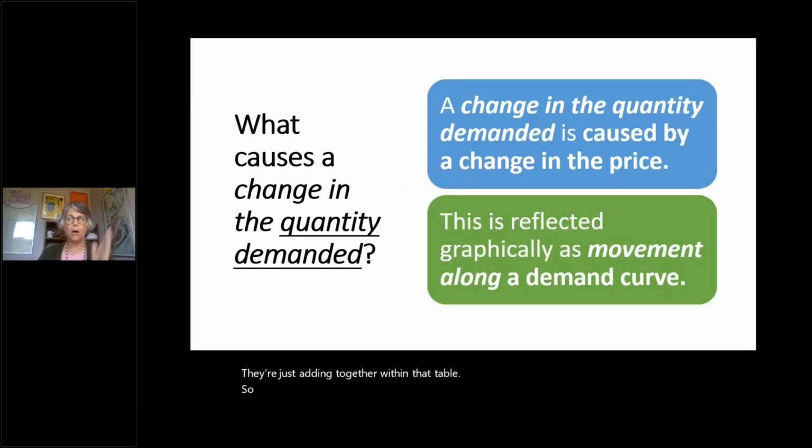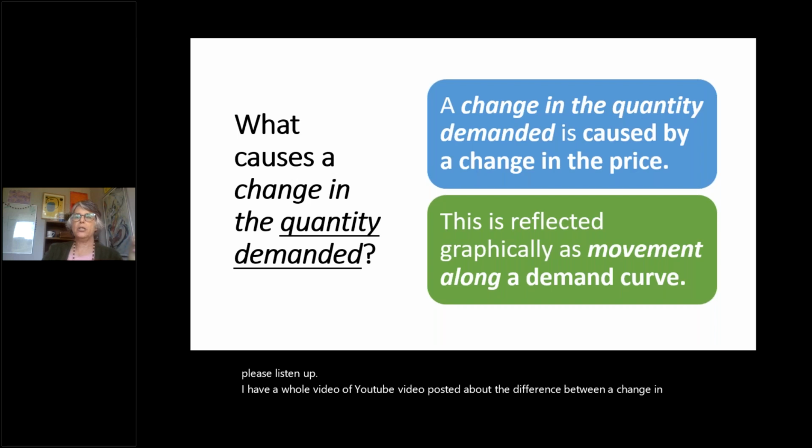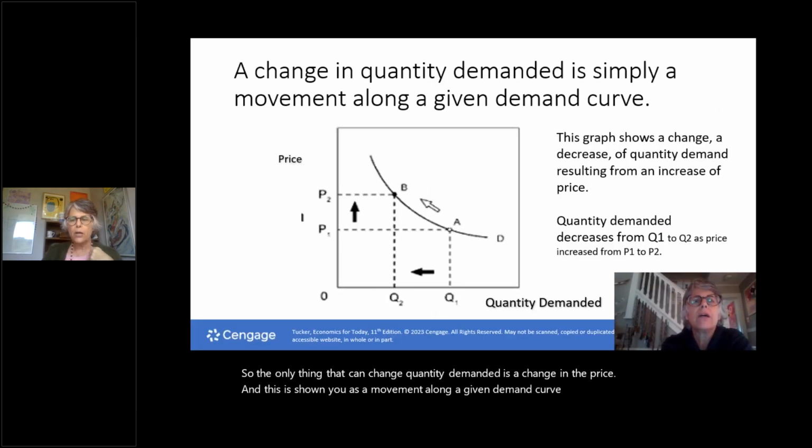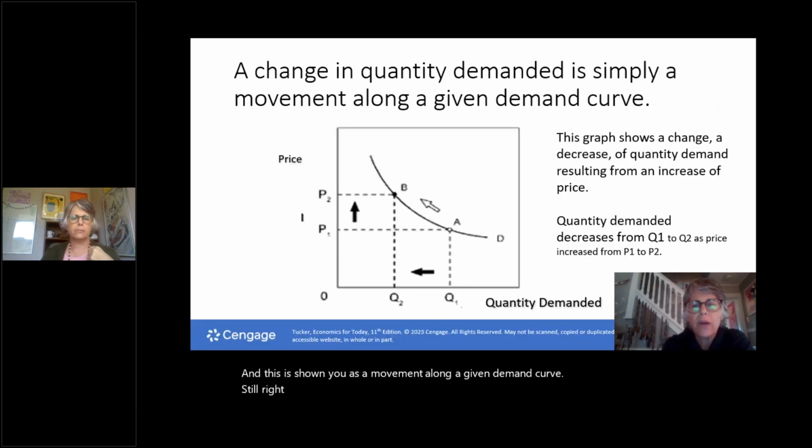So that was talking about moving along the graph. This is a change in quantity demanded. Now please listen up. I have a whole YouTube video posted about the difference between a change in quantity demanded and a change in demand. They sound very similar, but they're not. So the only thing that can change a quantity demanded is a change in the price. And this is shown to you as a movement along a given demand curve. So right here, this is our graph that's showing you a change in quantity.